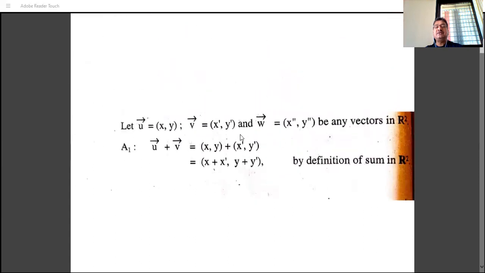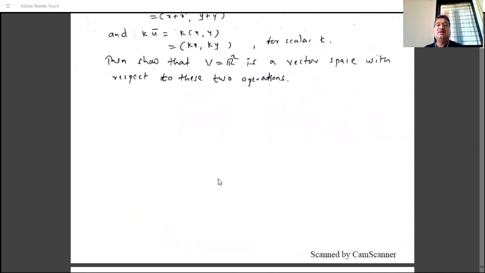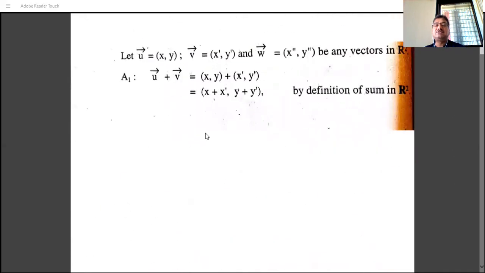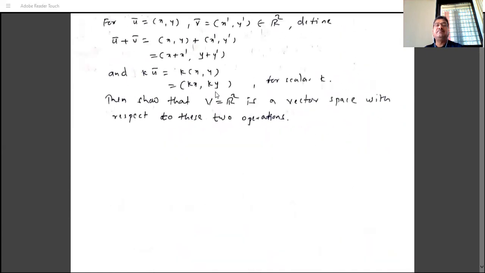So this is the addition, and obviously this is an ordered pair, and x, y, x dash, y dash are all real numbers. Addition of two real numbers is a real number. So x plus x dash is a real number, y plus y dash is a real number, and therefore what do we have? (x plus x dash, y plus y dash) belongs to R square. So this is the first property.